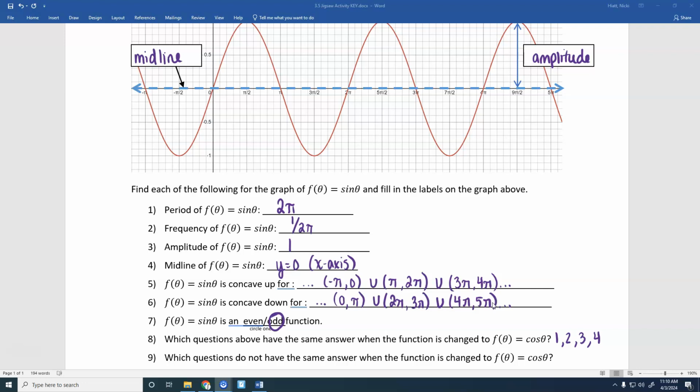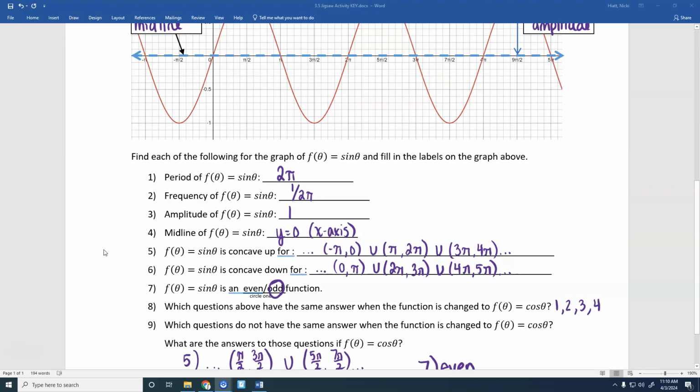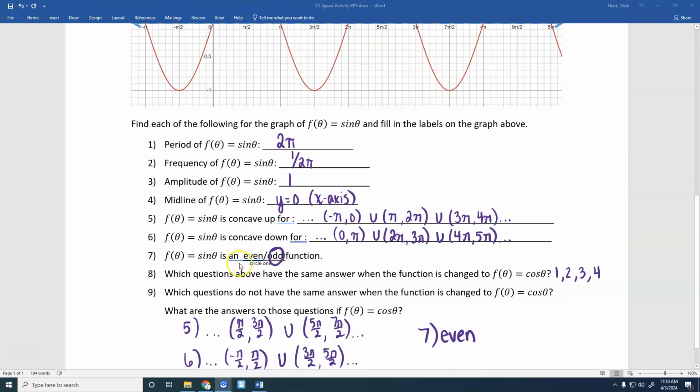Number 7, sine is an odd function. An odd function has 180-degree rotational symmetry. If you can rotate it 180 degrees and it ends up where it was before, then it is an odd function. Any questions on those first 7 about sine?